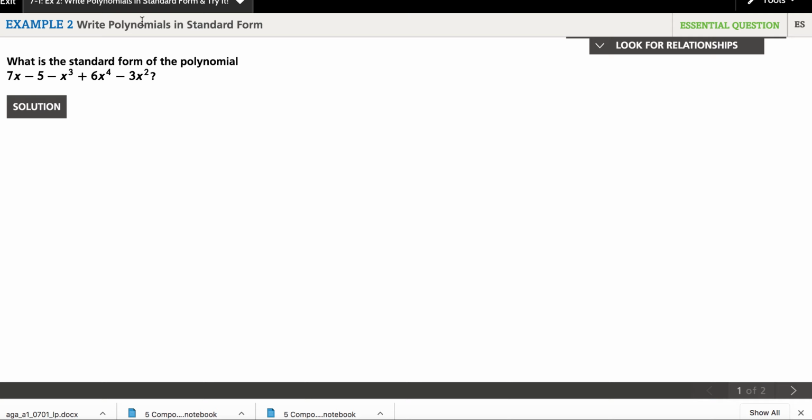Okay. What is the standard form of the polynomial 7 times x minus 5 minus x cubed plus 6 times x to the 4th power minus 3 times x squared?